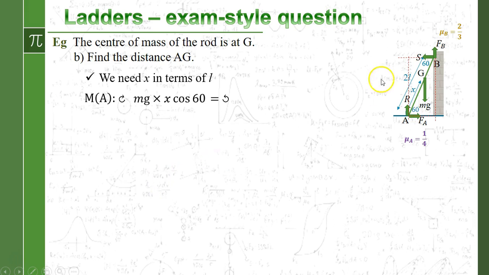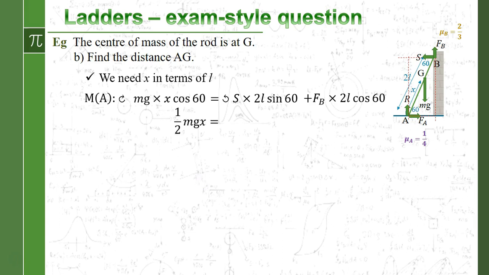Well, the anti-clockwise ones are S and FB. Let's have a look at S. The distance from the line of the force to my moment is going to be that distance there, so that's 2L sin 60. And then the distance from the line of my frictional force to my moment is going to be 2L cos 60. So I've got FB times 2L cos 60, force times perpendicular distance. Okay, so that's all sorted.